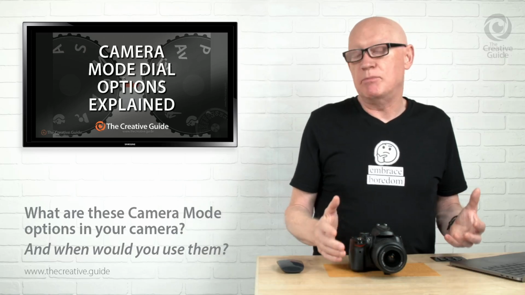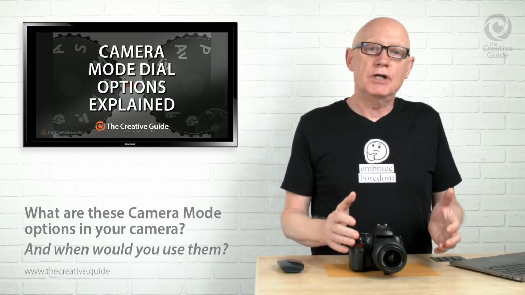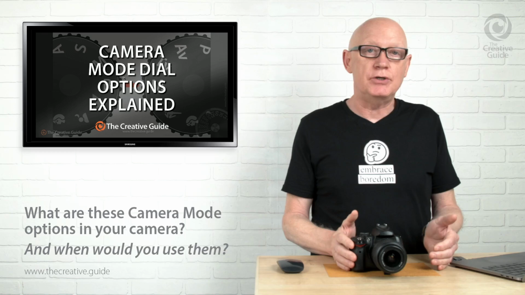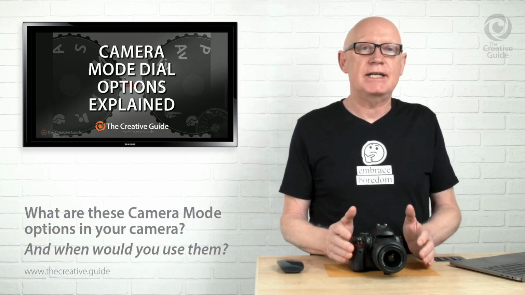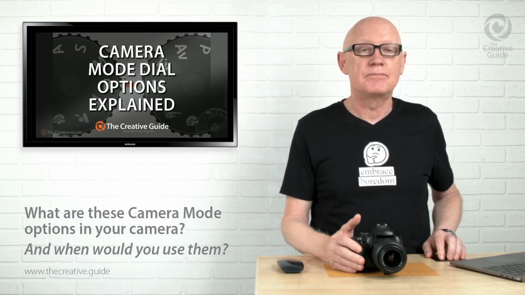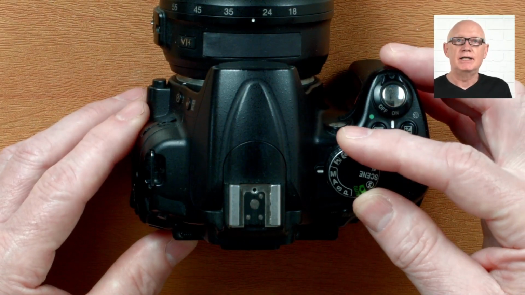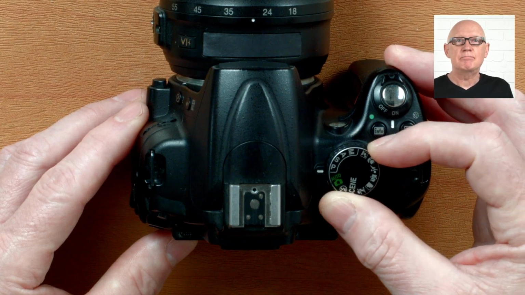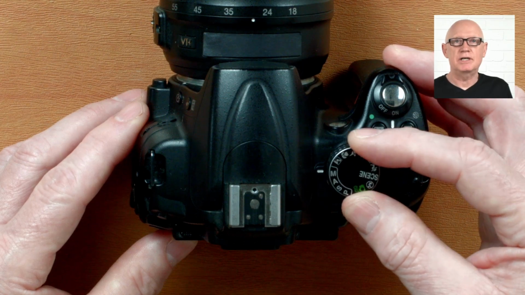What are all these camera mode options in your camera, and when would you use them? So all cameras have an ability to allow you, or do it on your behalf, to manipulate shutters and apertures depending on what it is you're looking for in a shot. So in this camera here, as with most cameras, there is a dial, and I have P mode, shutter priority mode, aperture priority mode, and manual mode.